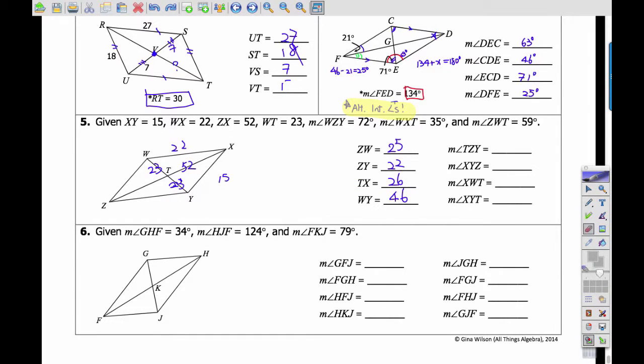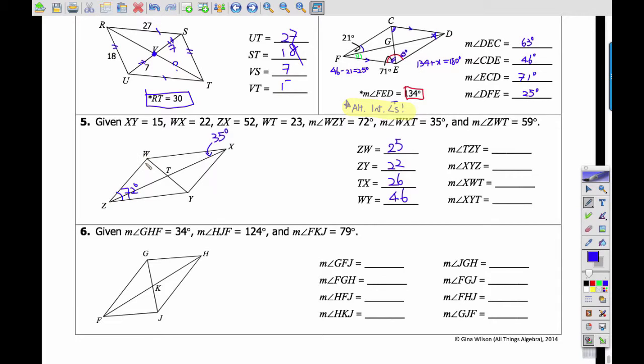Now, let me erase the information about the side length, and then let's look at angles. So for angles, what's given? I have WZY, which is here. This one is 72 degrees. Look, a little less than 72 degrees. WXT, so this little angle here is 35 degrees. Aha, interesting. I already know opposite angles have to be congruent, so half of that is given. What's the remainder half? I have to solve for that.